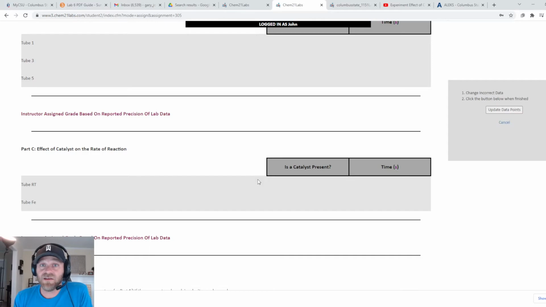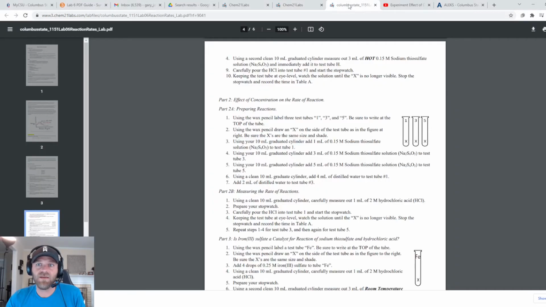A catalyst is something that we put in there to increase the rate of reaction as well. Now it can do that in several different ways. Let me go back to this PDF lab guide.